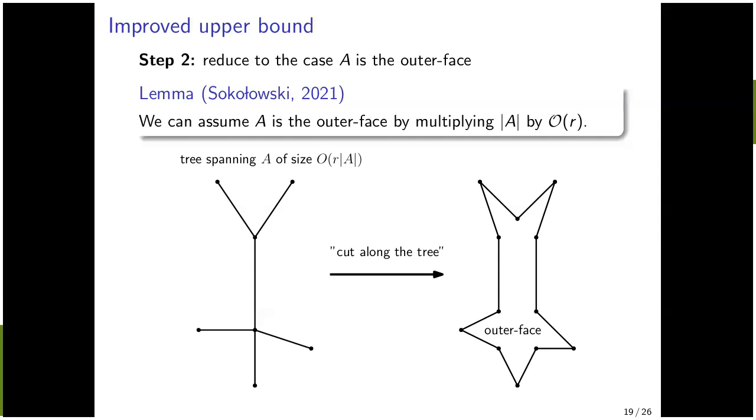And now the observation is that if I know the profile of a vertex V on this outer face in this new graph, I can recover the profile of V on A in the original graph. And again, it's easy to see. So this is a very nice lemma. And now we have a planar graph where every vertex is at distance at most R from the outer face, and we want to bound the number of profiles on this outer face.